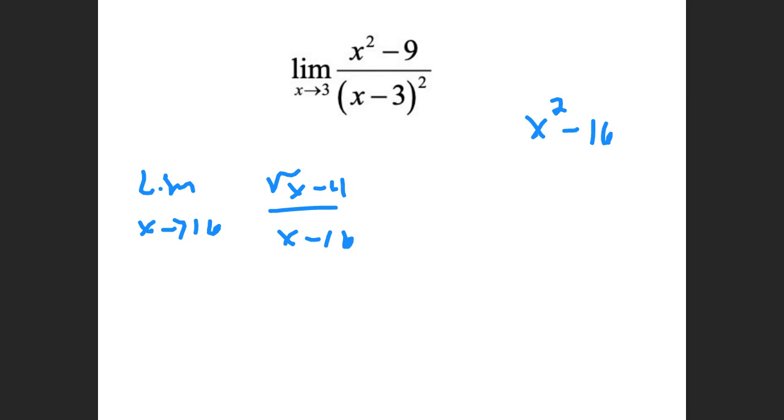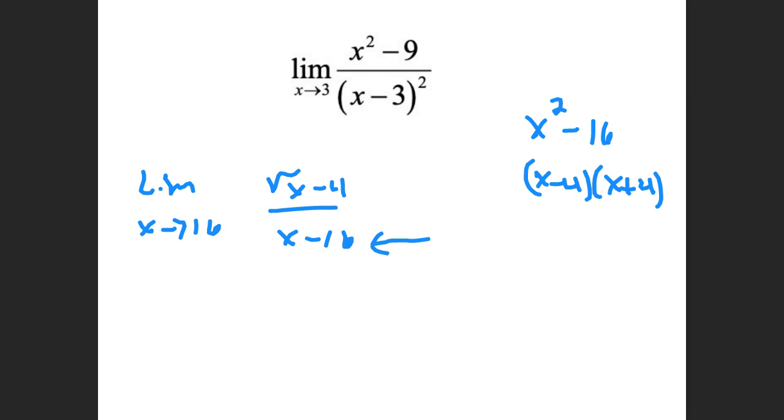It would just factor down to x plus 4, x minus 4, or x minus 4, x plus 4, okay? I agree. Is this the difference of two squares? Is that the difference of two squares? x minus 16. But what is the rule?